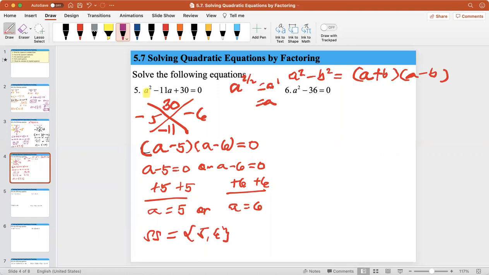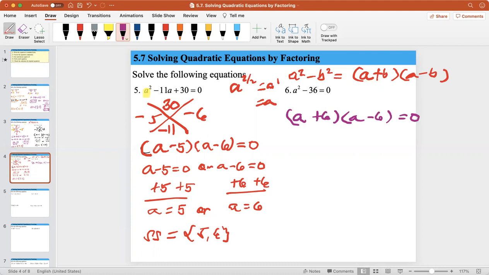We simply get the square root of a squared and 36. What's the square root of a squared? A. All right. How about 36? Square root of 36? 6. Right? 6 times 6 equals 36. That will be plus 6, minus 6. And that's equal to 0.